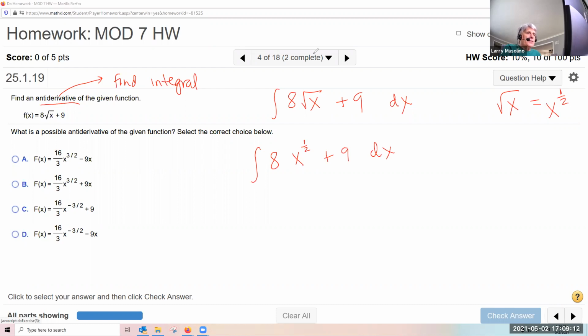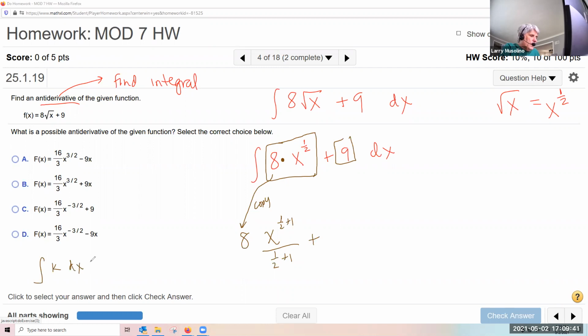Now I'm going to take the derivative separately. Excuse me, the integral. I'm going to take the integral separately of each expression. Let me take the integral of 8 times x to the 1/2. Well, when there's an 8 in front of x like that, you just copy the 8 down, bring it with you. All right, now I'm going to add 1 to the exponent and divide by that same exponent. That's the power rule. Now I'm going to take the integral of 9. Well, remember, the integral of any constant is just that constant times x. So this is going to be 9x here, plus a constant.